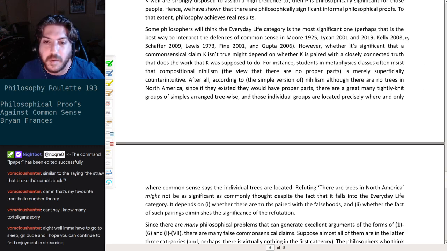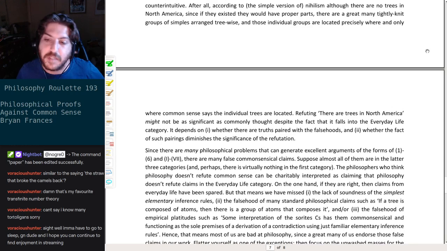Okay. Some philosophers will think the everyday life category is the most significant one. Perhaps that is the best way to interpret the defense of common sense in Kelly and these other people. However, whether it's significant that a common sense claim K is true might depend on whether K is paired with a closely connected truth that does the work that K was supposed to do. For instance, students in metaphysics classes often insist that compositional nihilism, the view that there are no proper parts, is merely superficially counterintuitive. After all, according to the very simple version of nihilism, although there are no trees in North America, since if they existed they would have proper parts, there are a great many tightly knit groups of similar simples arranged tree-wise, and those individual groups are located precisely where and only where common sense says the individual trees are located.